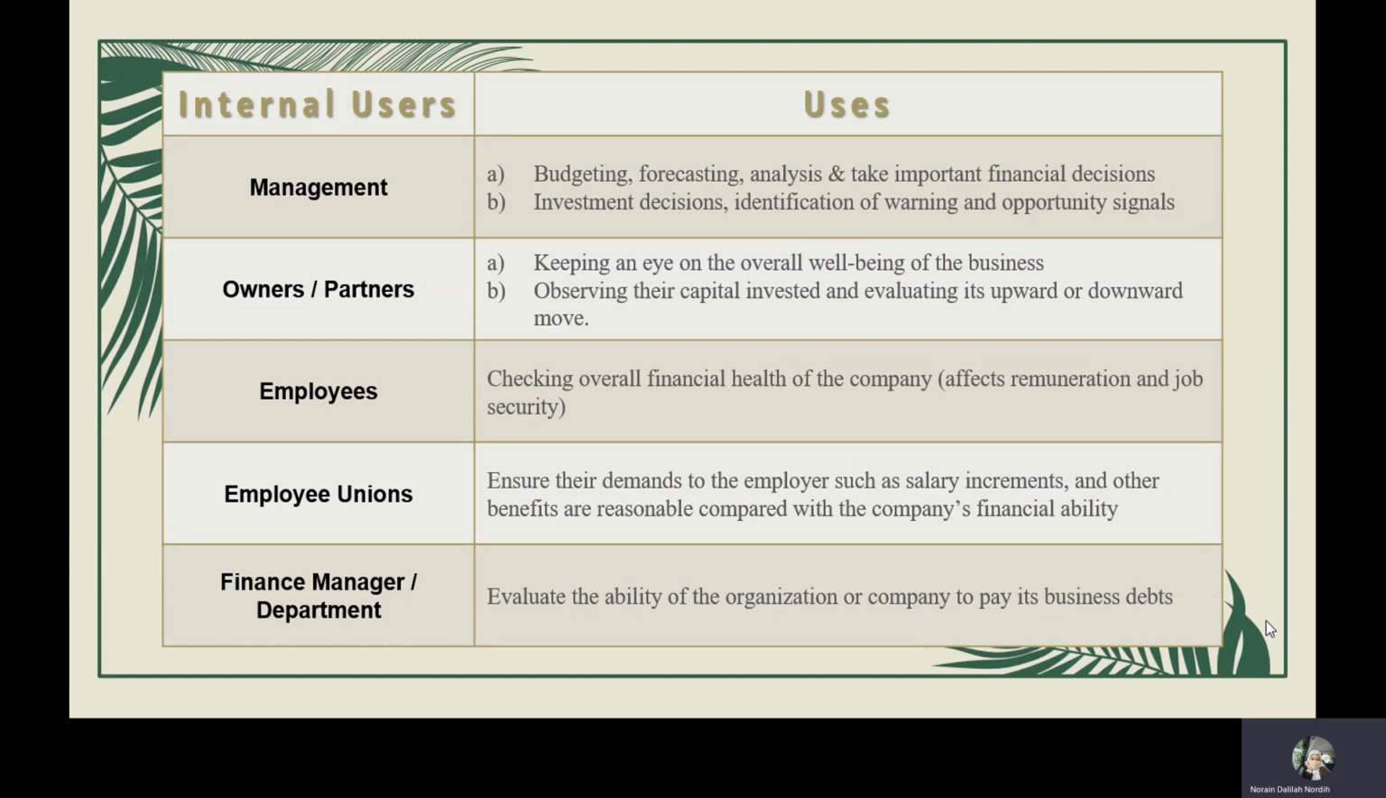And then third, employees checking the overall financial health of the company, especially which affects remuneration and job security. Fourth, employee unions. Employee unions ensure their demands to the employers, such as salary increments and other benefits, are reasonable compared with the company's financial ability. Fifth, finance manager or department.